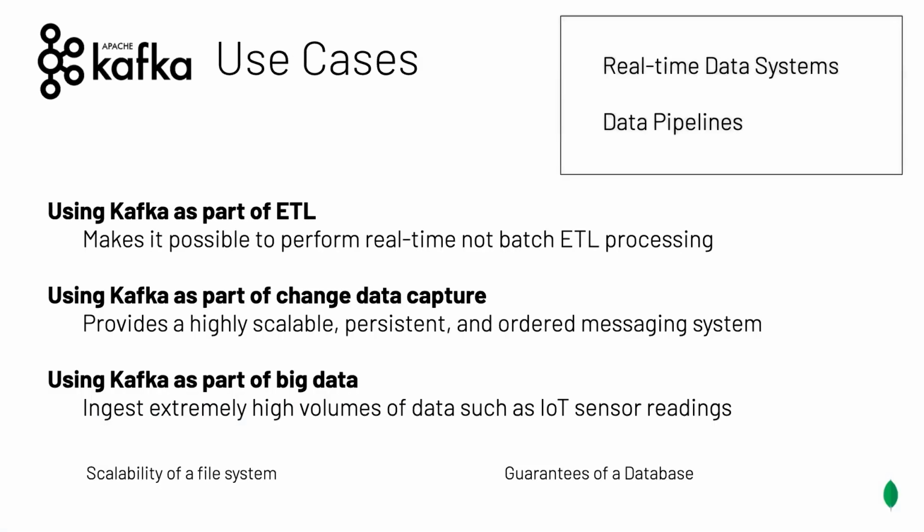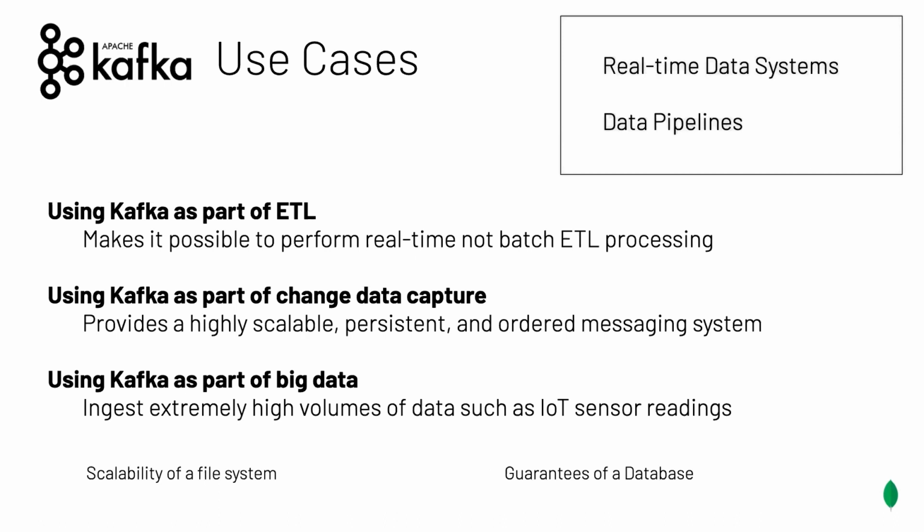Kafka is used in many use cases and by unique customers worldwide, including real-time data systems and data pipelines. Let's consider an ETL scenario. ETL is very batch-oriented. It's time-consuming and not real-time. So reports done at the end of the day by ETL are already out of date. Kafka can be used in a real-time ETL process where reports can be updated as data flows in.